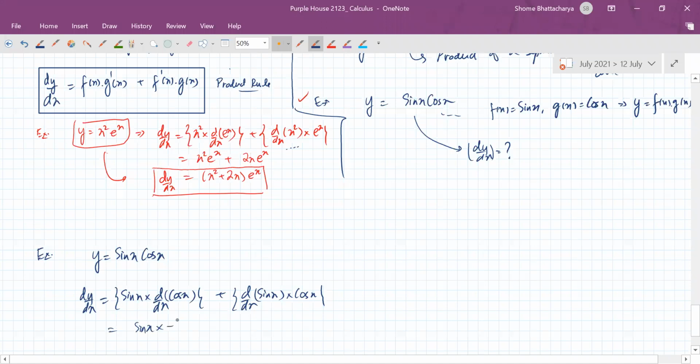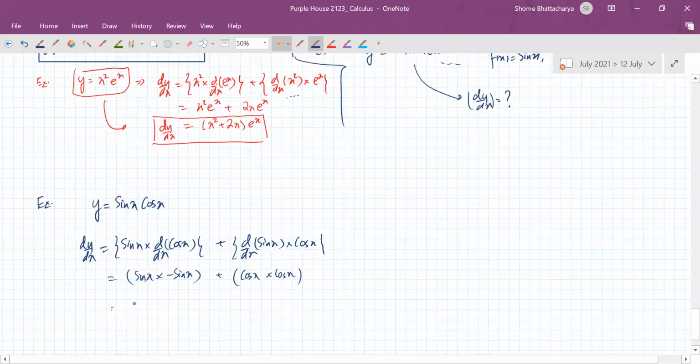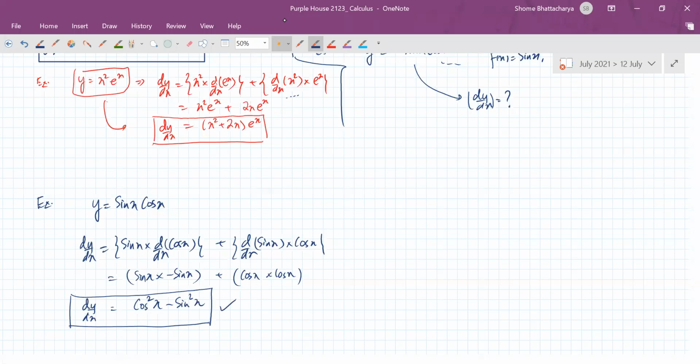So sin x into cos's derivative, which is minus sin x, plus sin's differentiation, which is cos. Okay, so cos into cos. So ultimately, as you can see, this becomes minus sin square x plus cos square x, or we can write it as cos square x minus sin square x. This is the derivative. So Manas, I think you also meant to write sin square only instead of sin 2x.